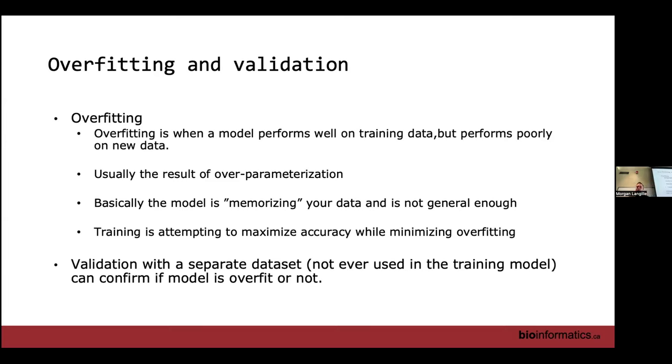Overfitting. Monica talked about this idea, and I think she actually nailed it pretty well already, but let's hammer it home a little bit. This is the demise of a machine learning model, right? Overfitting is when a model performs really well on your training data, but then you apply it to some other bit of data and it doesn't do well at all. Essentially that's the result of over-parameterization, overfitting to your training data, right?